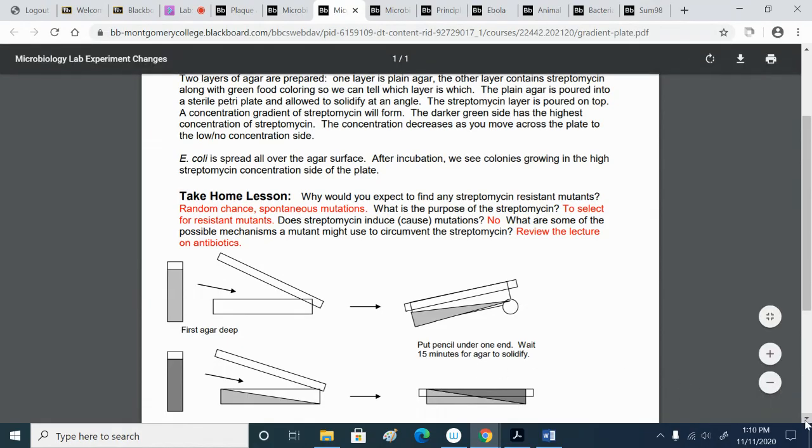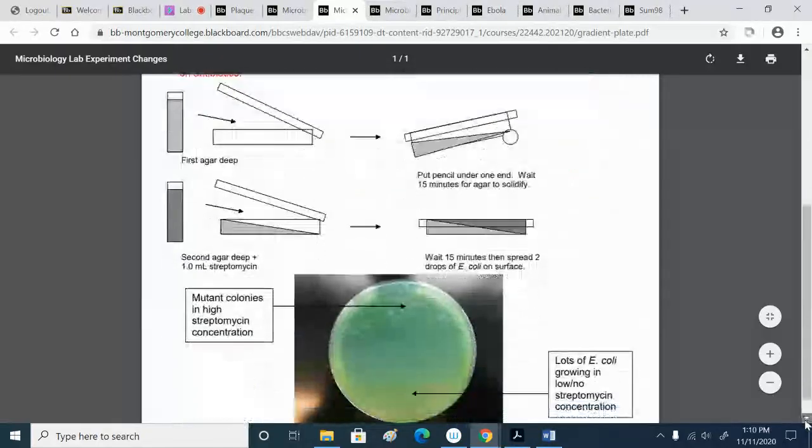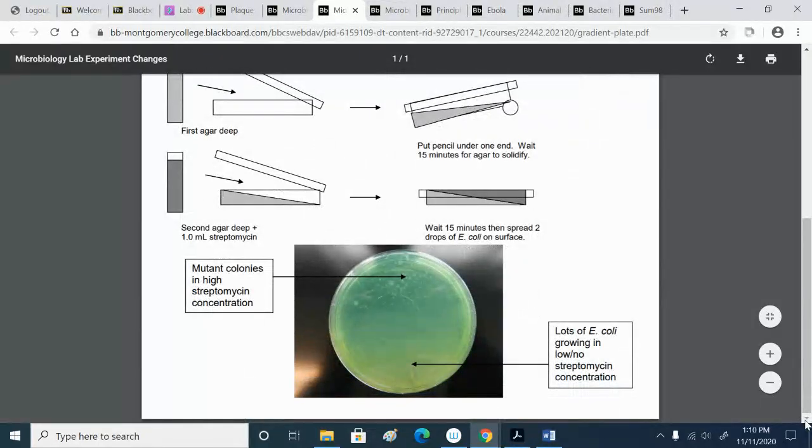What we see is something like this. This is an actual plate that we got one semester. Where it's dark green, that's the highest concentration of streptomycin, and that would be on this end. As we move across the plate, there's less and less streptomycin until we get to a point which is basically none.